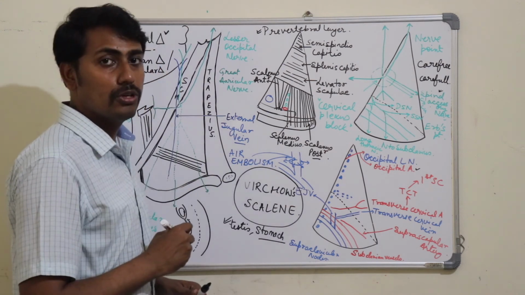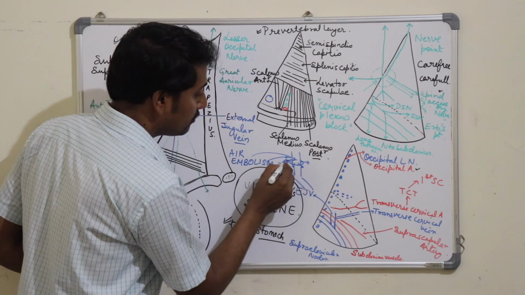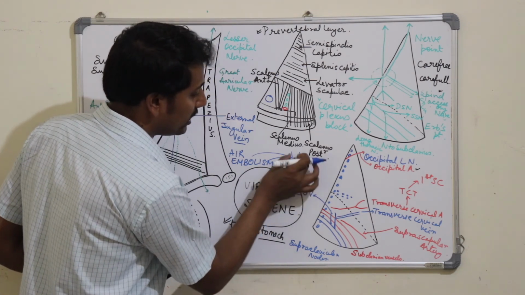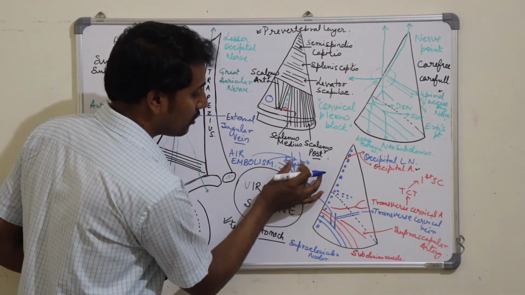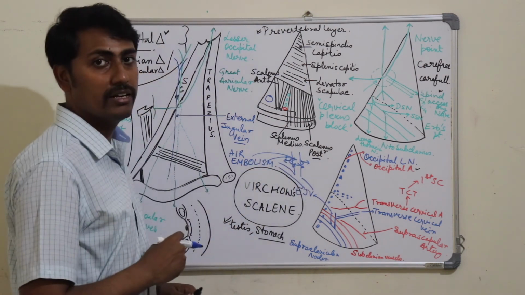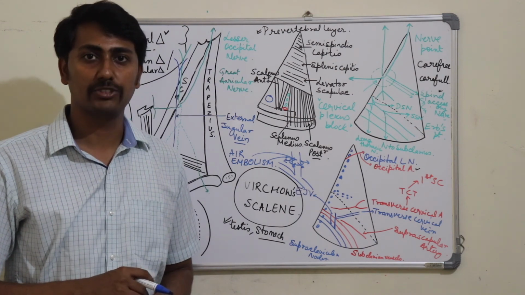So to prevent this air embolism, we have to first cut these margins of the investing layer of deep cervical fascia so that the walls of the external jugular vein can become free and can collapse to close this cut in the external jugular vein. So this completes the posterior triangle of the neck.